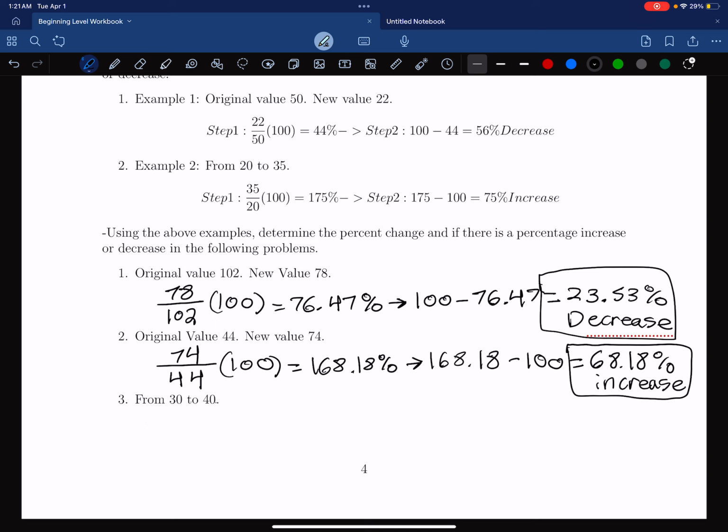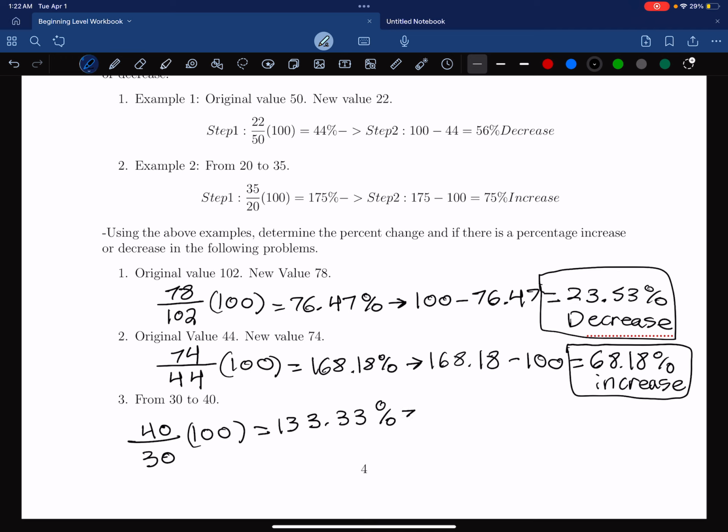So with that said, we're starting at 30, so we're going to put this in the denominator. And then we're going to go to 40, so we're going to put that in the numerator. We're going to multiply that by 100. Now 40 divided by 30 times 100 is 133.33%.